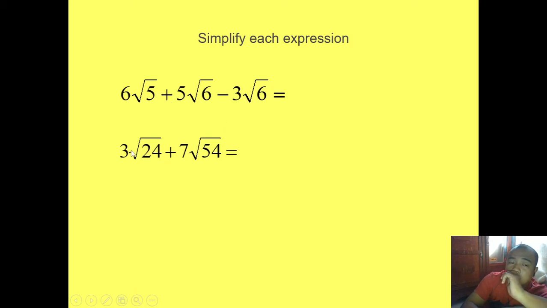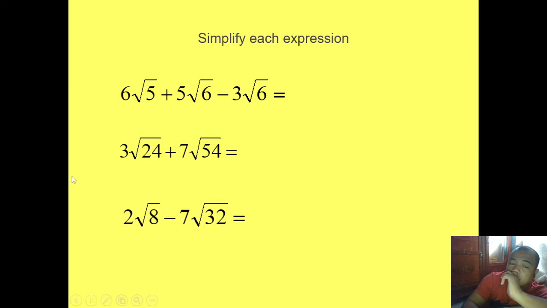Dito naman, okay, 54, 24. So make them like radicals by factoring 24. That's 4 times 6. Ito naman, 9 times 6. So if this is 4 times 6, square root of 4 is 2. So times 3, magiging 3 times 2, 6. 6 square root of 6 plus 7 times square root of 9 is 3. 7 times 3, 21. 21 square root of 6. So 21 plus 6, 27 square root of 6.